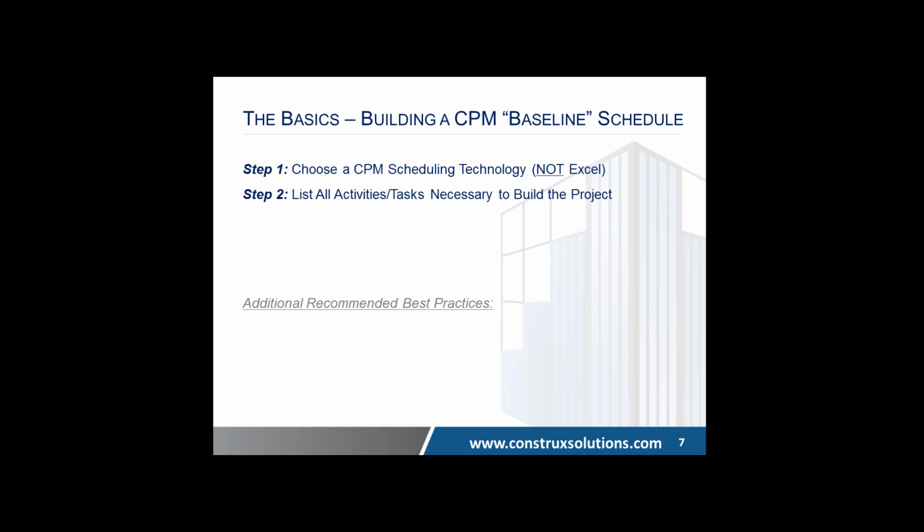Once you choose this technology, you need to sit down and discuss with either yourself or other people involved in the project, what are all the activities that are necessary to build this job? And this could be anywhere between 100, 1,000, 20,000 tasks. I've seen schedules in the 80,000 range, which I think is a little unnecessary, but some people don't.